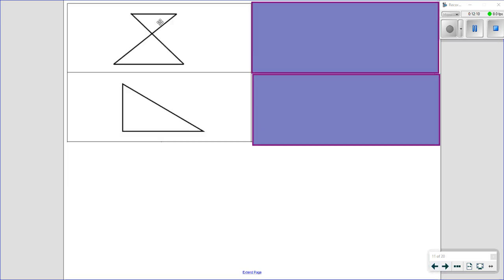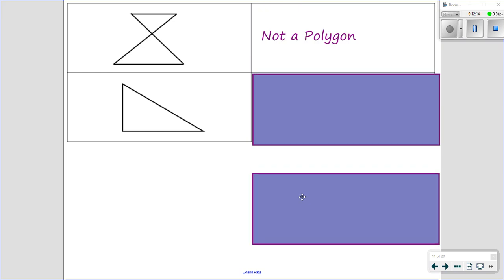Is this a polygon? If you said no, you are correct. It's not a polygon. It's 2 shapes. Is this a polygon? Yes. What type? The triangle. So it's 3 sides. Concave or convex? Convex, because it's pointing out. Is it regular or irregular? Irregular.